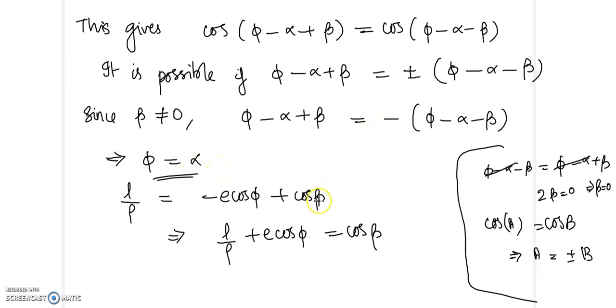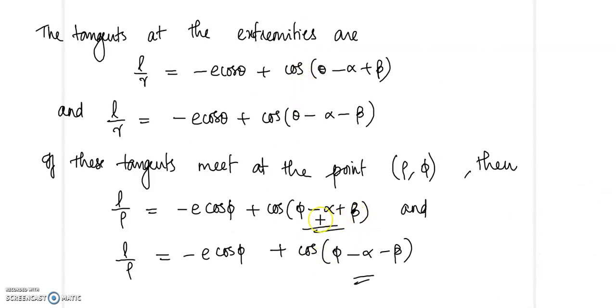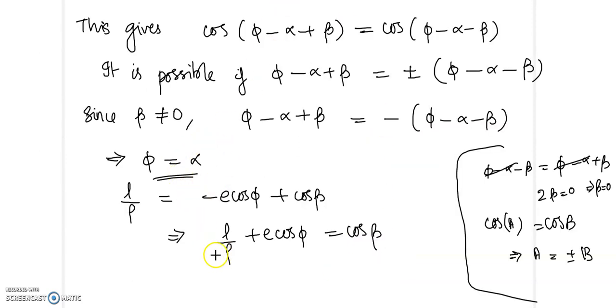And now substitute phi equal to alpha into this equation. For phi equal to alpha, when we substitute, here you will get cos beta, here cos of minus beta, which is equal to cos beta. So the equation will reduce to a single equation. So L by rho will be equal to minus e cos phi plus cos beta. From this we will get L by rho plus e cos phi equal to cos beta.